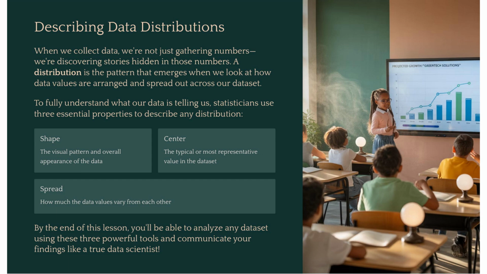When we look at a collection of data, called a distribution, we're looking for a story. To tell that story completely, we need to talk about three main things. First, the shape. What does the data look like visually? Second, the center. What's the single typical value? And third, the spread. How much do the values vary from each other? These three properties give us a full summary of the data.